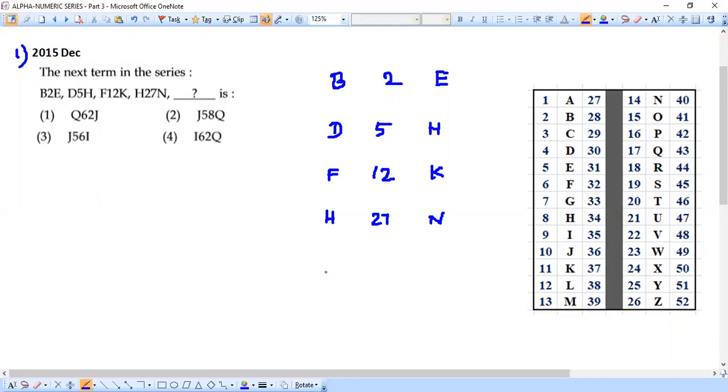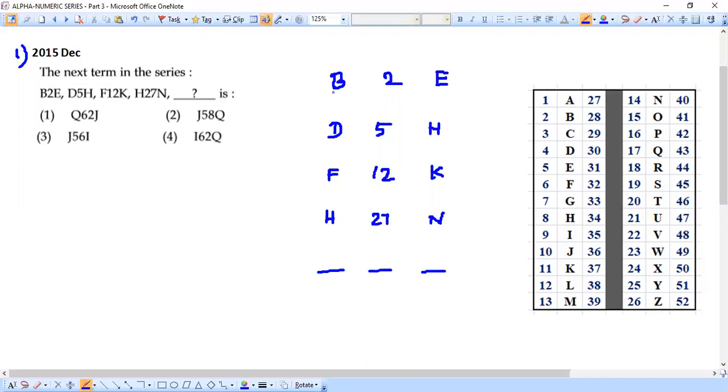If you see these terms, each of them has two letters and one number in between the two alphabets. So our answer will also be in the same form: two letters on either side and in between them a number. So what is the answer? This is what we are supposed to find. As usual, we will take them one by one. We will first start with the first letters of each of these terms.